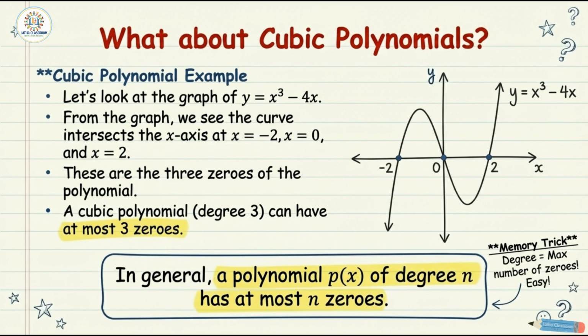A cubic polynomial of degree 3 can have at most 3 zeros. In general, a polynomial p of x of degree n has at most n zeros. Here I am explaining one trick: degree equals the maximum number of zeros.